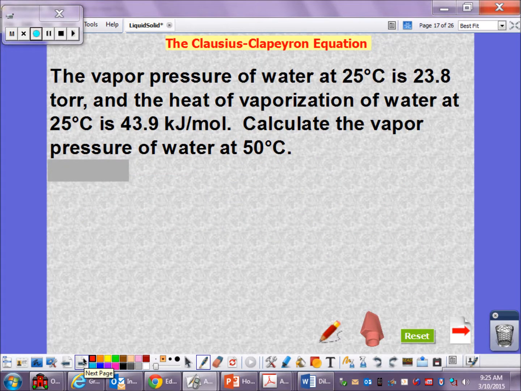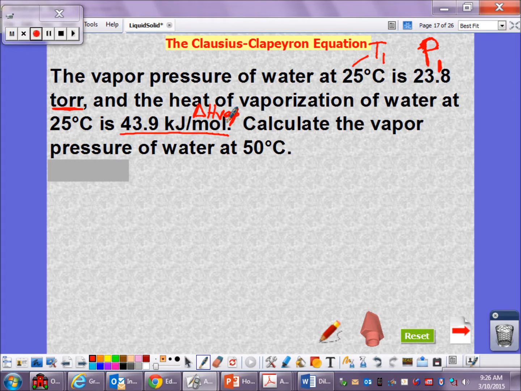Alright, pull out your calculator please. Let's see if we can solve this problem. The vapor pressure of water at 25 degrees Celsius is, so let me label everything, let's call this T1. And then the vapor pressure, let's call this pressure VAP 1, and it is in torr. Remember it is in torr. And the heat of vaporization of water at 25 degrees Celsius is kilojoule per mole. This is our delta H of vaporization.